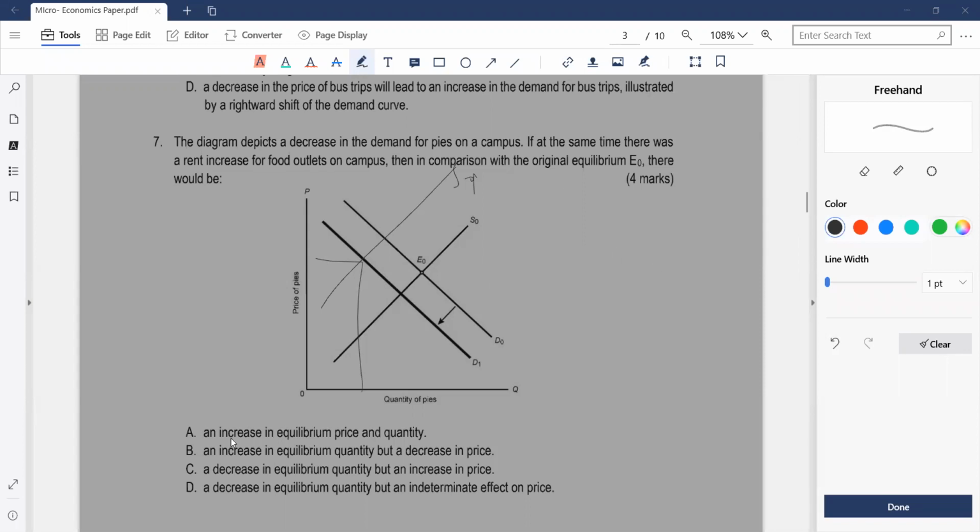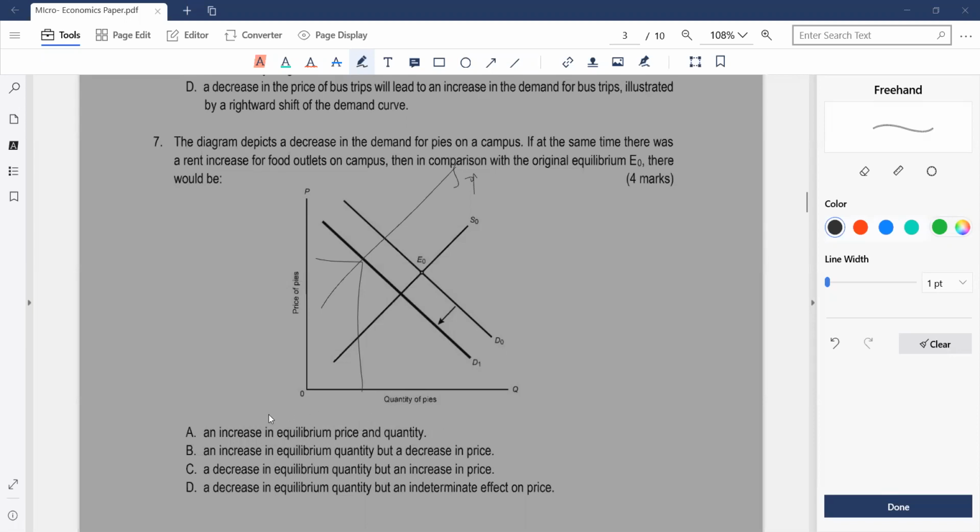All right, someone was asking. So the question is, the diagram depicts a decrease in the demand for pies on a campus. If at the same time there was a rent increase for food outlets on campus, then in comparison with the original equilibrium E0, there would be, let's see all the answers that are given. Right. An increase in the equilibrium price and quantity.